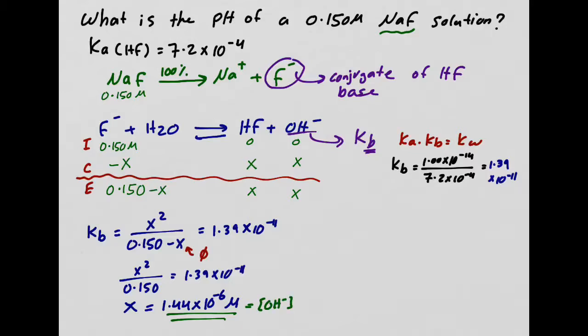Okay, that's good. I can work with that, right? Because if I have a hydroxide concentration, I can figure out pOH. pOH is going to be minus log of the OH minus concentration, which is 1.44 times 10 to the minus 6 molar. You follow me so far? Okay, great. So then I get 5.84.